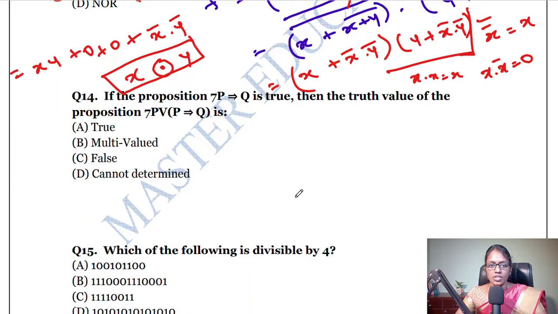The next question is, the proposition negation P implies Q is true, then what is the truth value of the proposition. So I know that it is negation P implies Q. So there is no such equation here. So by using this equation, we cannot determine what will be the output of this equation. So the option is cannot be determined.